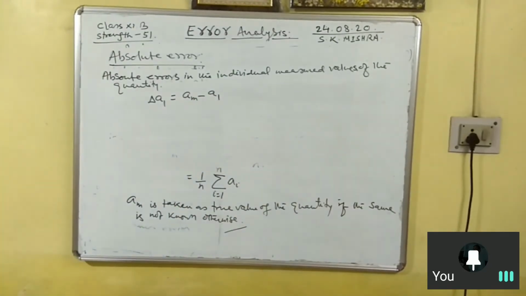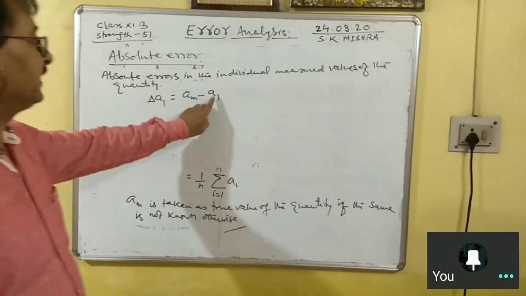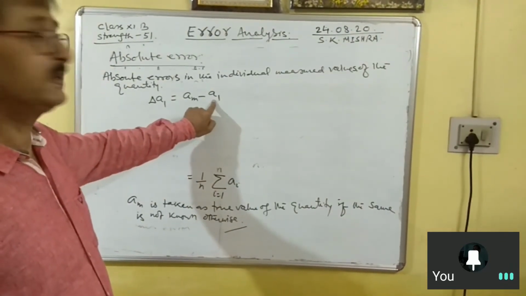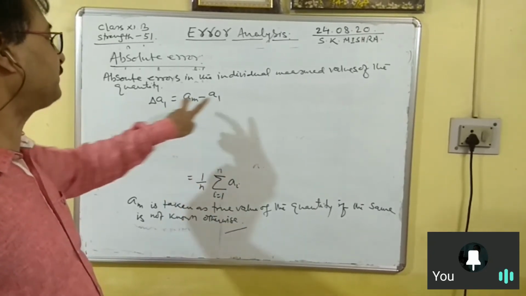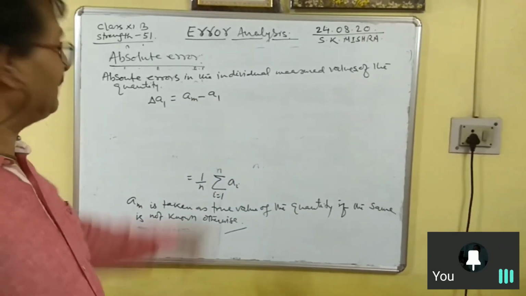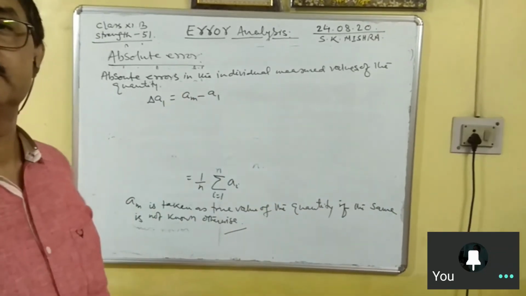So what is the mean value? Arithmetic mean, that is true value, minus individual measured value. This difference gives you delta A1. That is the absolute error in first measurement. This may be positive, this may be negative.